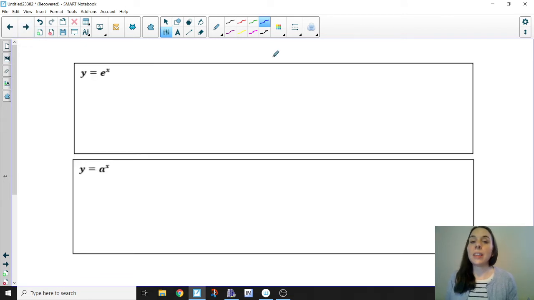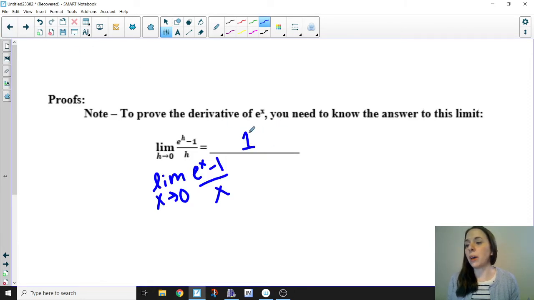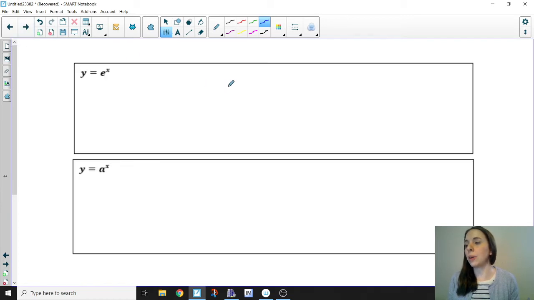Okay, now we need that information again because what we're about to do is find the derivative of y equals e to the x, and we are going to find it using the limit definition. Remember that limit as h approaches 0 of (f(x + h) - f(x))/h formula. And you will see this limit pop up whenever we work so far through that process.